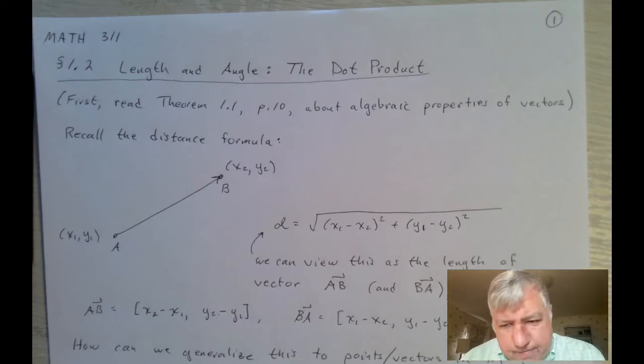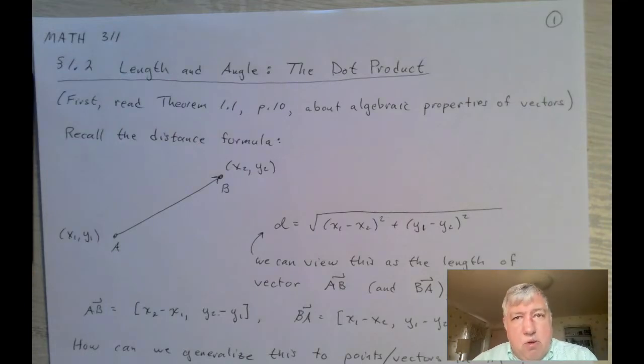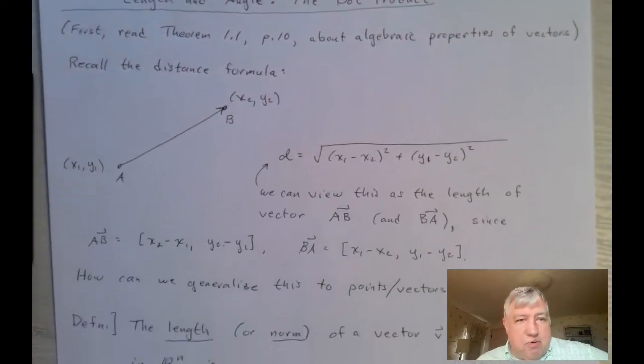All right, so today, as I said, we're going to be talking about length and angle in regards to vectors. We're going to find out that every vector has a length, and then we can talk about the angle between two vectors, specifically what it is and how we measure it. So to start off, let's recall the distance formula.